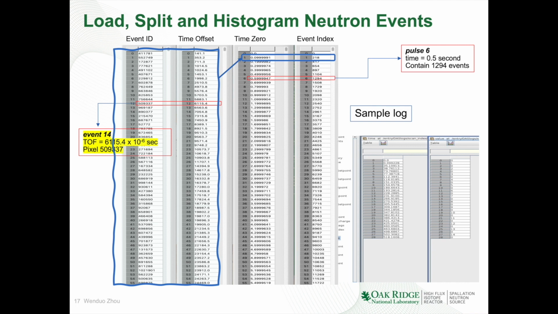Meanwhile, the split criteria is usually obtained from the sample environment data, or what we call metadata. In the NeXus file, the metadata are recorded as arrays.